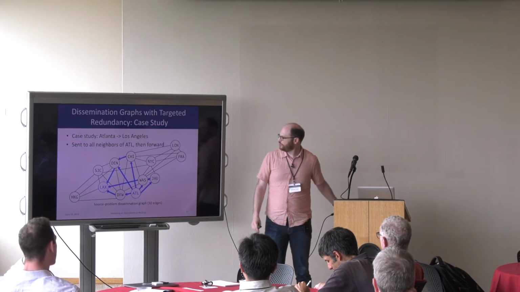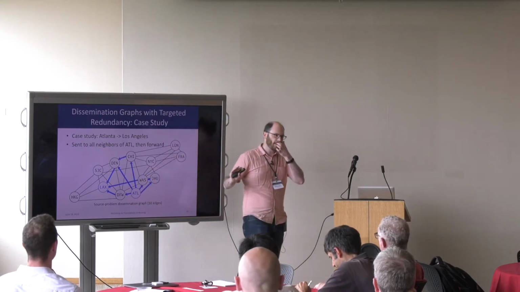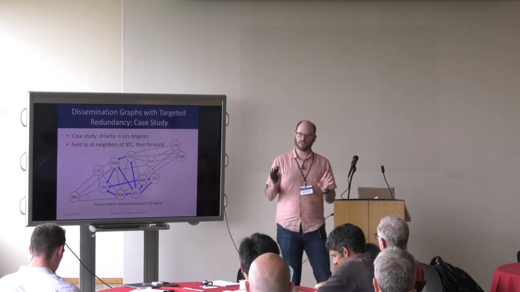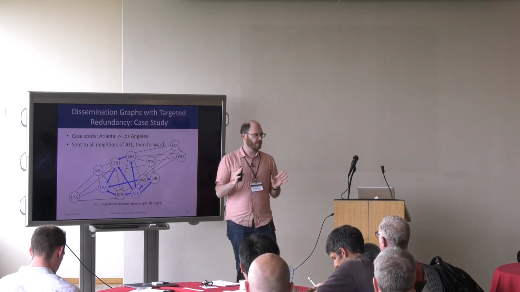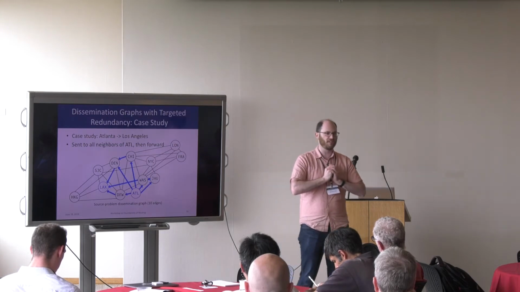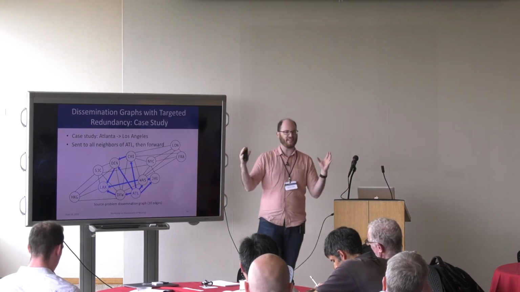What should I do if I have a problem at the source, at Atlanta? Again, I just have this weird undefined problem. I don't know what it is. Something is going weird at the source. So I claim the obvious thing to do is send a copy of the packet from the source to all of its neighbors, because you don't know what's going on. You just want to maximize the probability that something gets through.